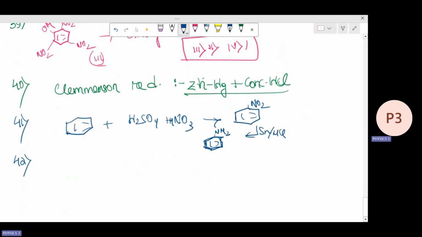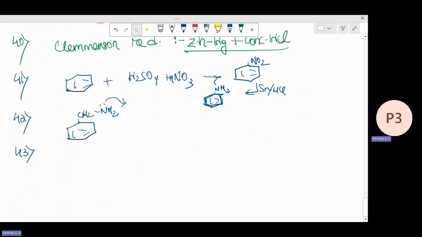Question number 42. They are asking which is the most basic. Benzylamine is C6H5CH2NH2. Easily, the lone pair of nitrogen can be donated. Hence, benzylamine is the most basic of all of them. Question number 43. BF3 is the one which has a vacant orbital. If you see boron, it is bonded with fluorine, fluorine, fluorine. This orbital is vacant, and hence BF3 can accept electrons. That is why BF3 acts as a Lewis acid.